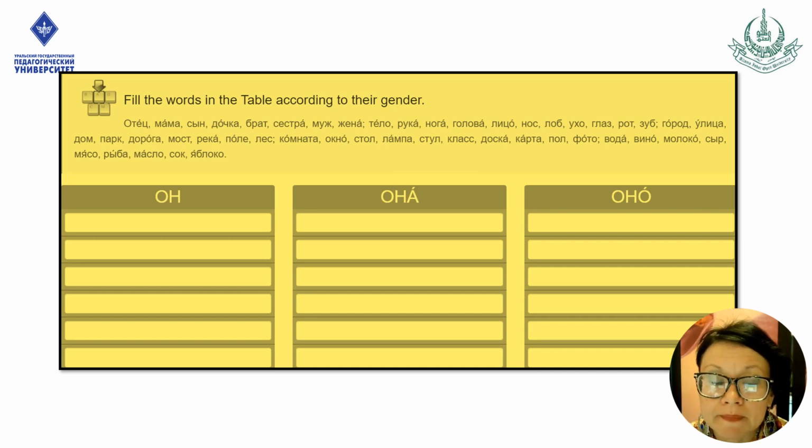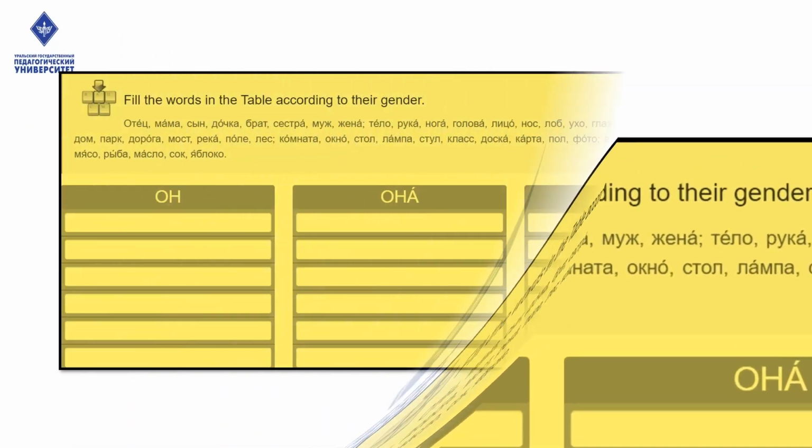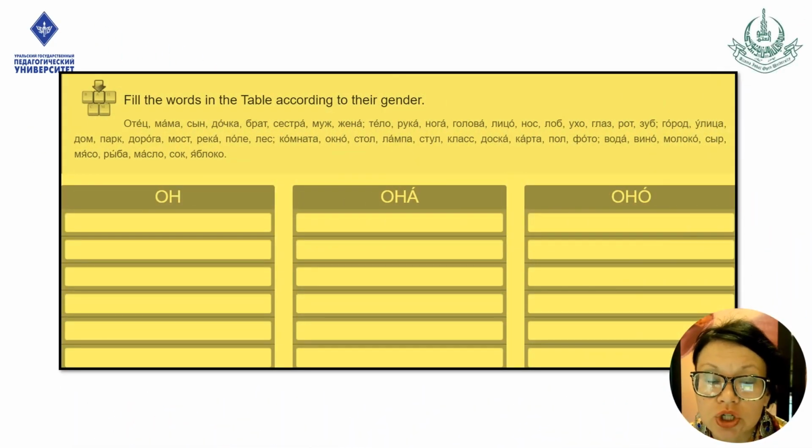Дочка, the a ending corresponds to она, feminine. Брат, t, hard stem ending, consonant, он, masculine. Сестра, a ending, corresponds to feminine, она. Муж, ж, hard stem ending, consonant, он, masculine gender. Жена, the a ending corresponds to она, feminine.